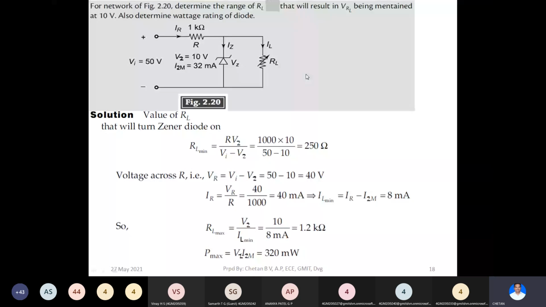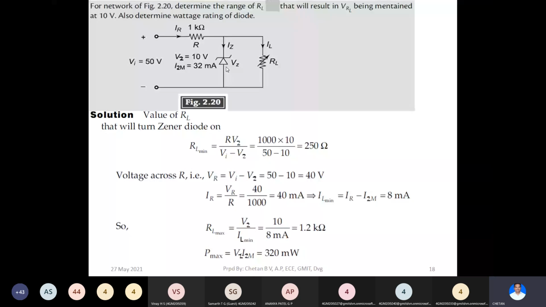Between this range, for any value of RL, this Zener diode will be successfully operating in the reverse breakdown region, and it will be working like a voltage regulator. So for any value of resistance beyond this, that is, it can be less than 250 ohm or more than 1.2 kilo ohm.